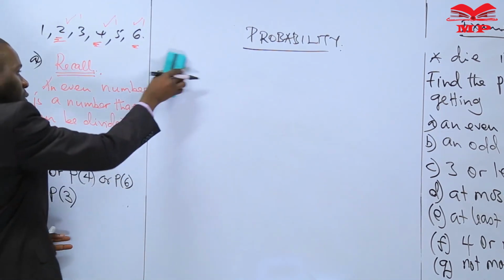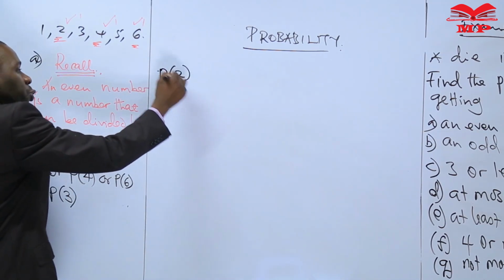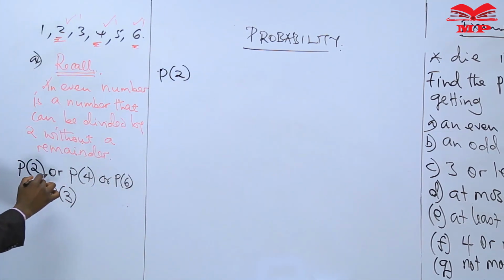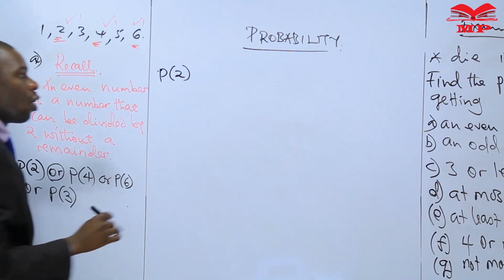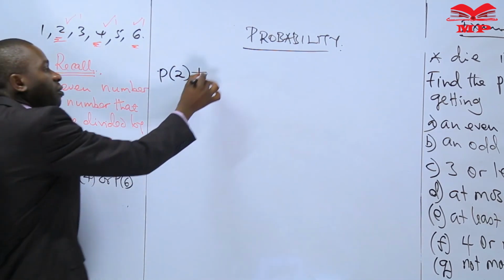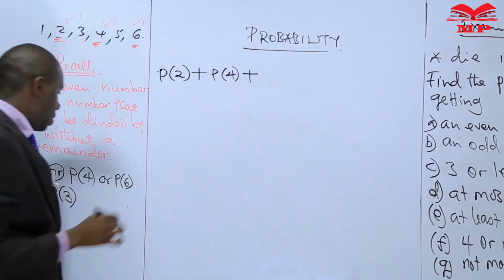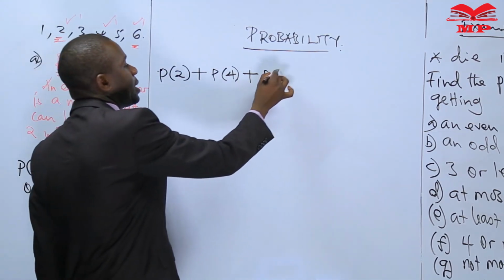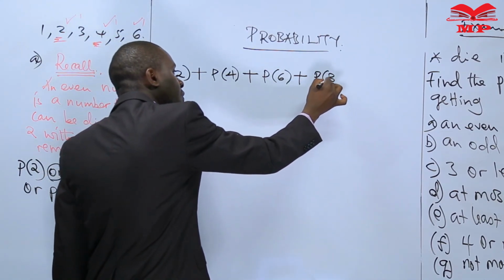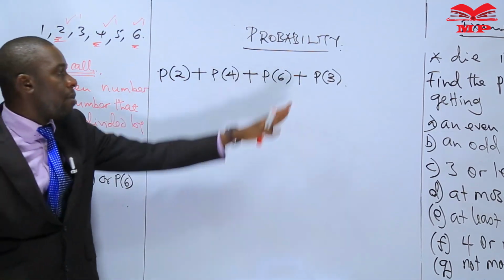So I want us to continue by saying that we have the probability of getting a 2, or, as we agreed, in probability "or" is normally given by a plus, the probability of getting a 4, plus the probability of getting a 6, plus the probability of getting a 3. So in this situation, we'll start adding each one of them one by one.